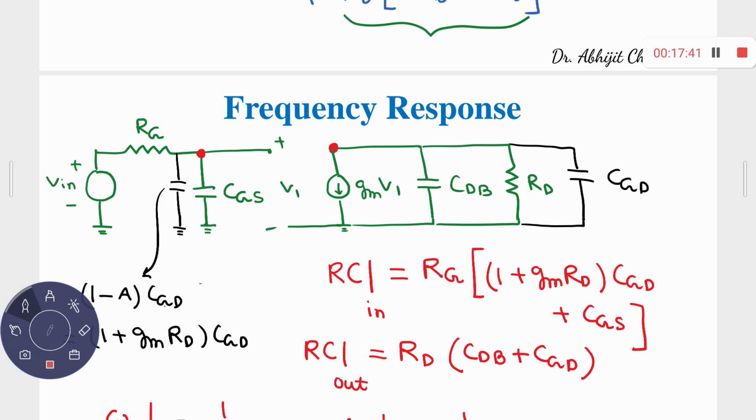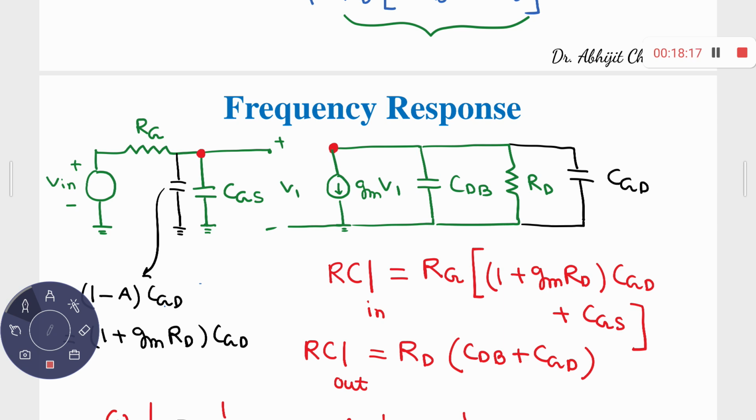Now looking at these two expressions for RC in and RC out, you tell me which one is larger? Which RC is larger? You have this Miller magnification present, 1 plus GMRT. So the upper RC is larger. Therefore, which pole frequency is lower? So omega p in is equal to 1 upon RC in, and omega p out is 1 upon RC out. Since RC in is larger as compared to RC out, therefore omega p in is smaller than omega p out.